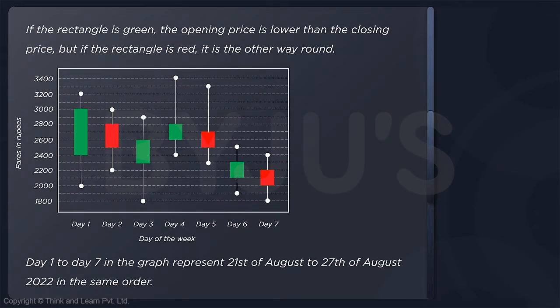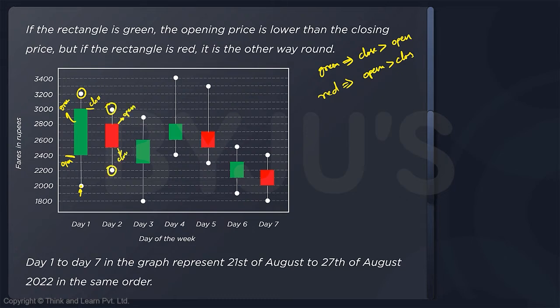Now the table clearly says that this line here or the dot here is the minimum value and this is the maximum value for the day. This lower one will be the open price, this will be the close price if it is green, because it is mentioned that green implies close greater than open. If it is red, this implies open greater than close, which means here this is the open price and here this is the close price, but minimum and maximum will still be the same. So this is the information given to us.